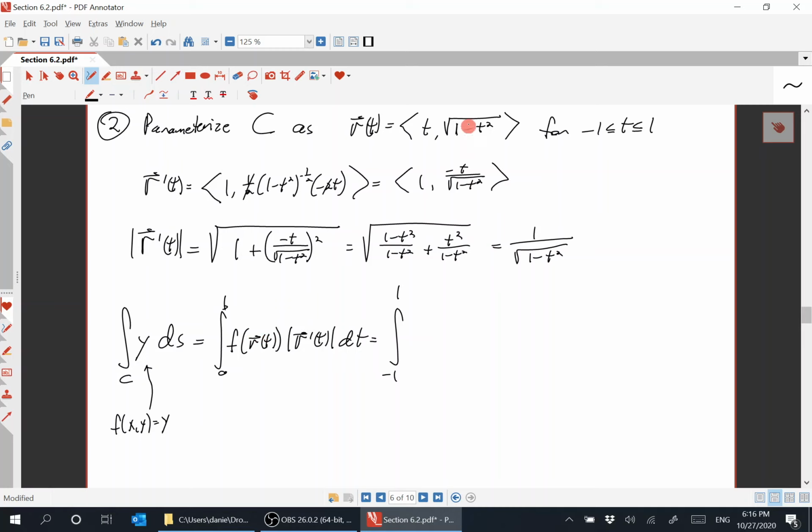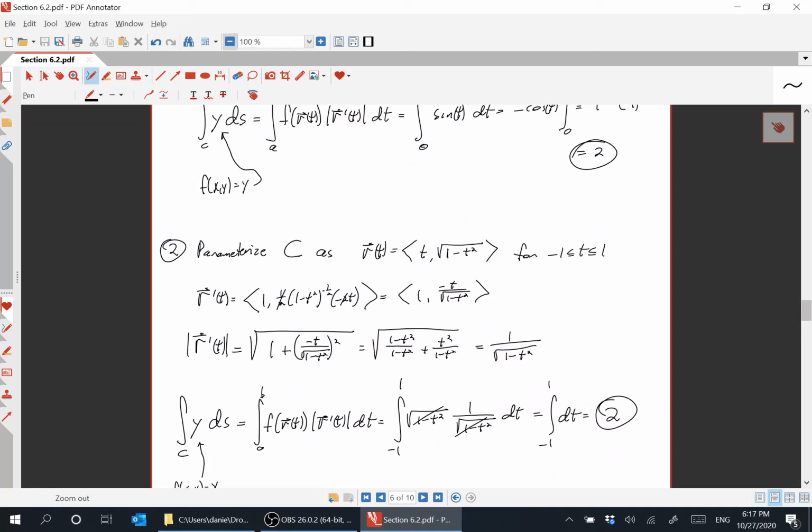So you replace y with this, and if you had an x there, you'd put the t there with it, but there's no x there. So it's just the square root of 1 minus t squared. That's the y. And then the length of r prime of t is this, dt. Well, nicely enough, those cancel. Integral from -1 to 1 of just 1 dt, which is 2, because the length of that interval is 2. Same answer. Same answer each time.